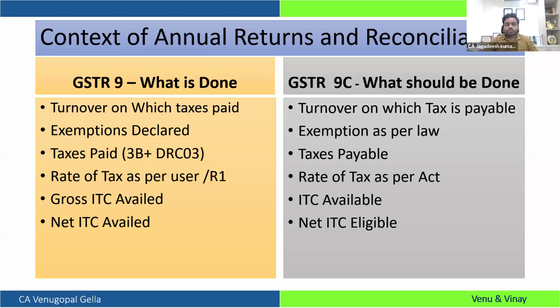Similarly, with exemption, in GSTR-9 it will capture the exemption you have declared in your monthly return, that is GSTR-1 or 3B. Whereas in 9C, you have to ascertain the exemption as per the law, whether it is allowed or not. Similarly, with input tax credit and rates of tax, you have adopted rates in the 9C, whereas you have to ascertain the rate of tax as per the Act and cross-check the HSNs also. So this is the context of 9C.